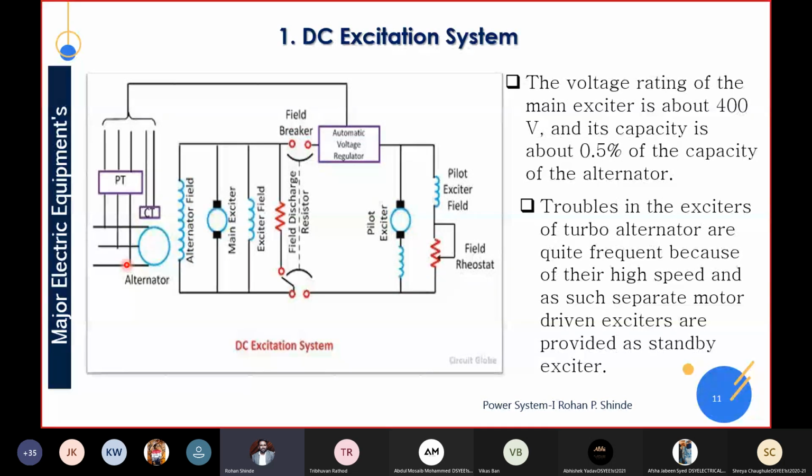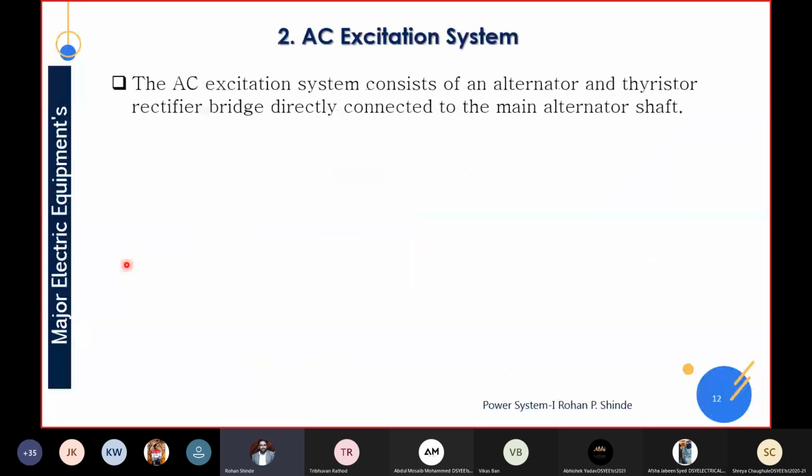Okay, so we'll move towards the AC excitation system. This AC excitation system consists of an alternator and a thyristor rectifier bridge. See here, the DC excitation system is classified into two types: first is main excitation and pilot excitation.